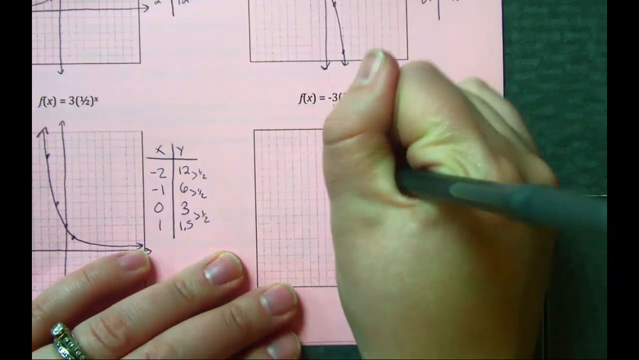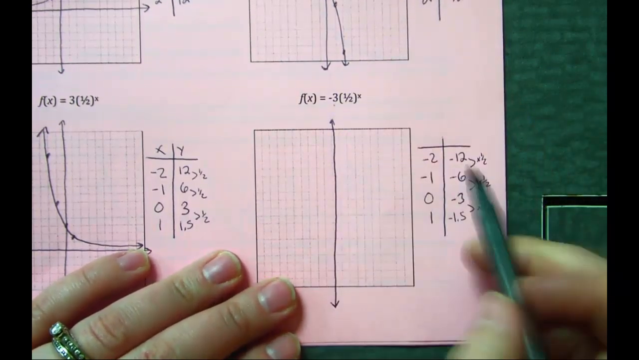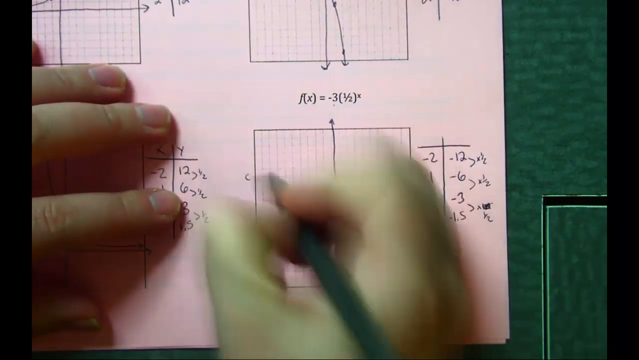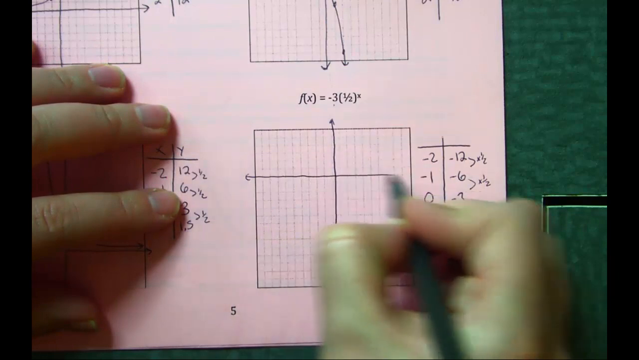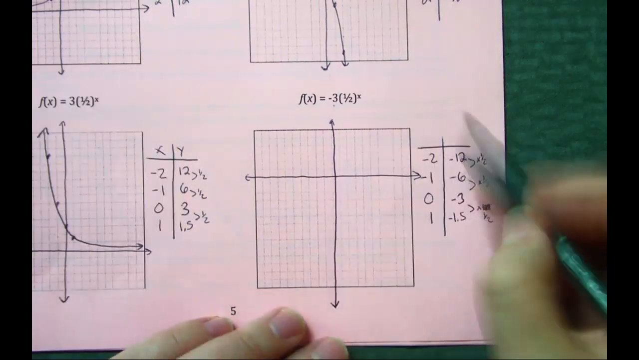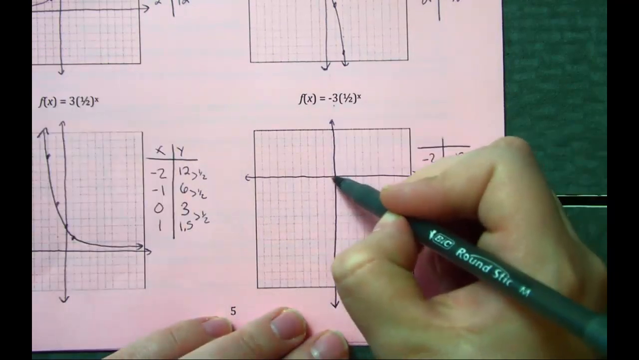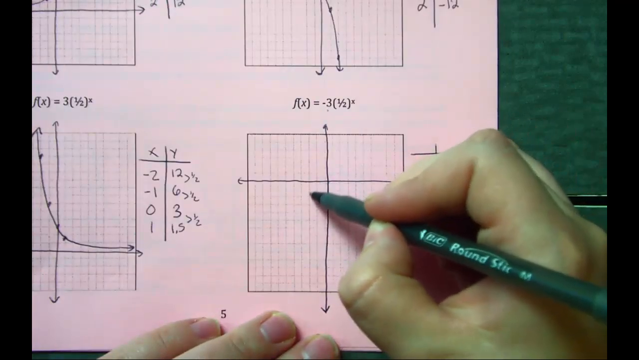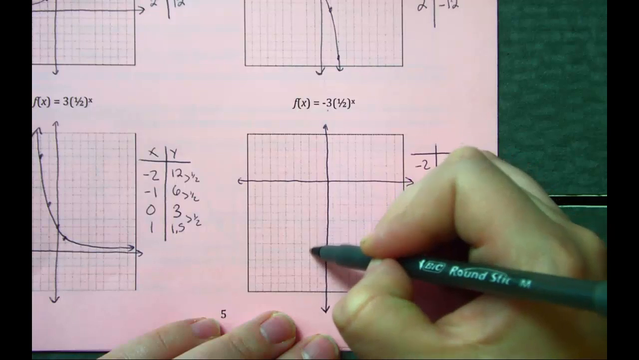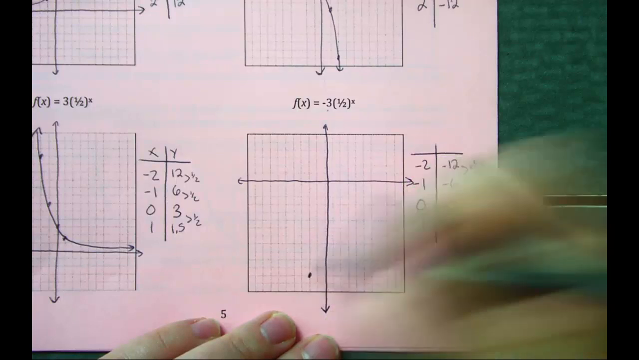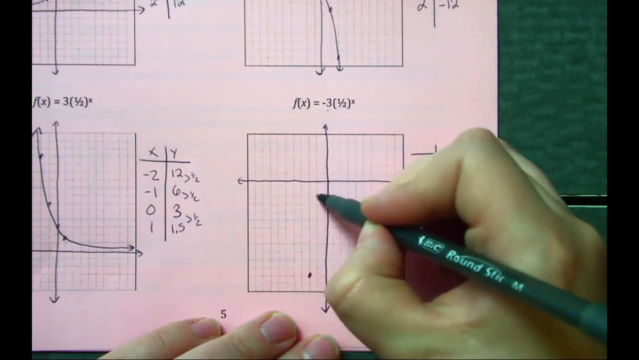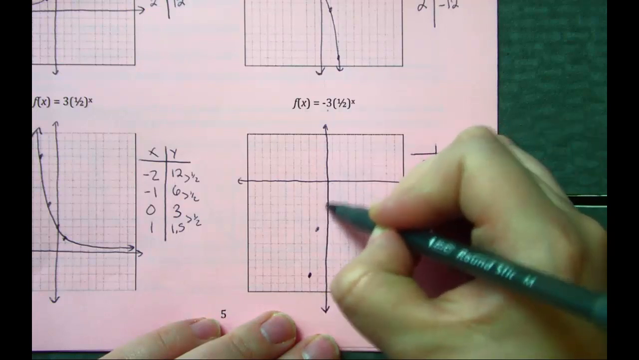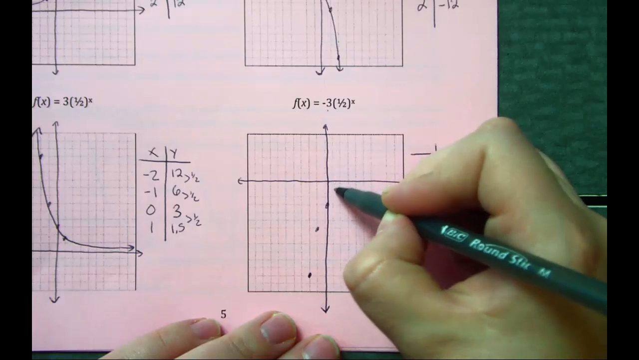And so now I can graph this. Then I see that I have a y value of negative 12, so I want to have more room down here in the negatives, so I can graph down to negative 12. So my first point is negative 2, negative 12, so I'm going to go over 2, down 12, and then over 1, down 6, 0, negative 3, and 1, negative 1.5.